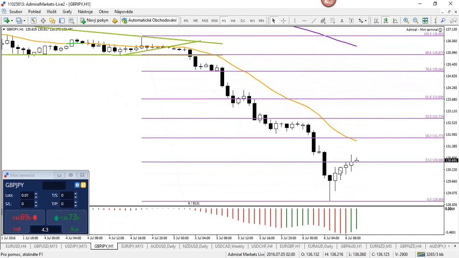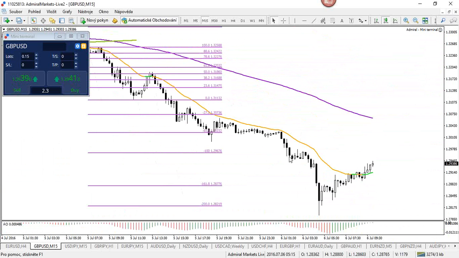If that is so, price will probably head up to the 38.2 fib. Oh, this is the pound yen. Sorry, I wanted to talk about the pound dollar, excuse me.